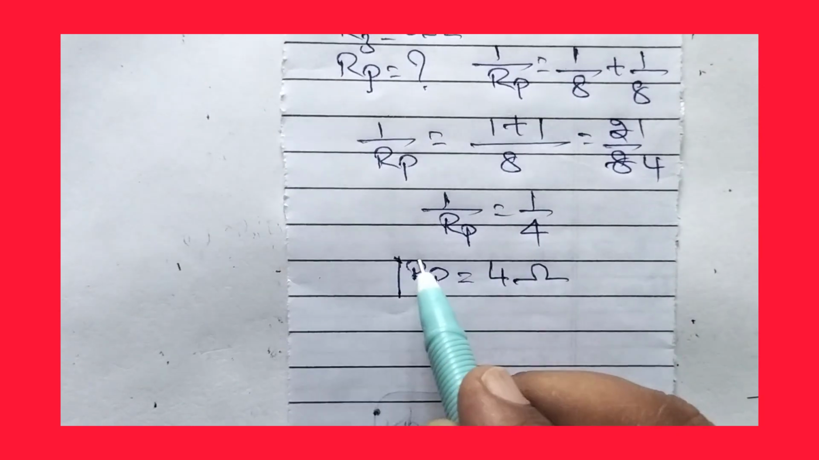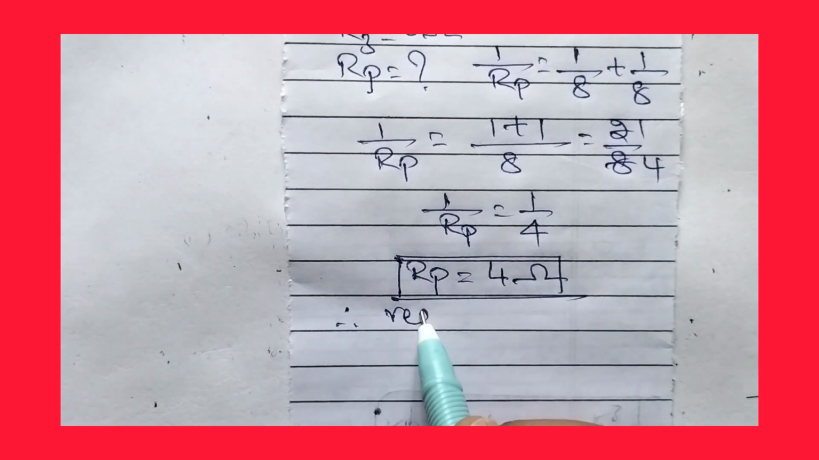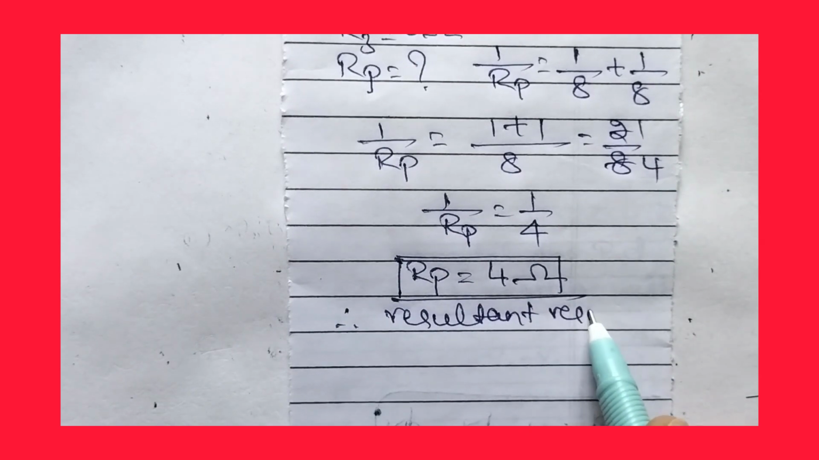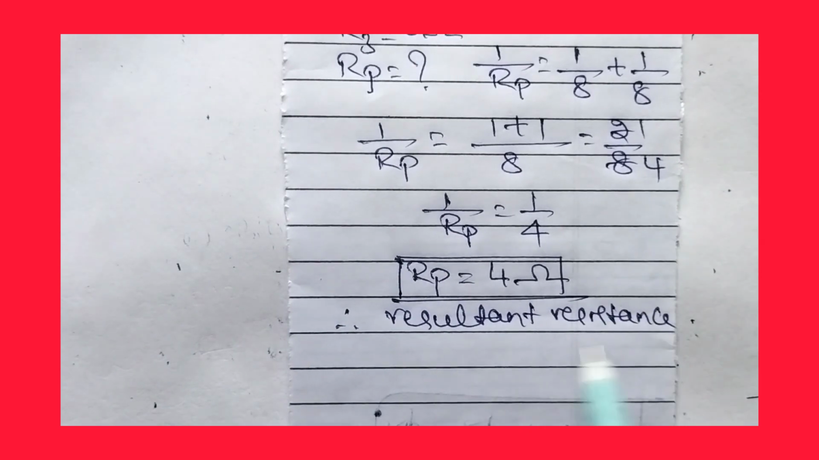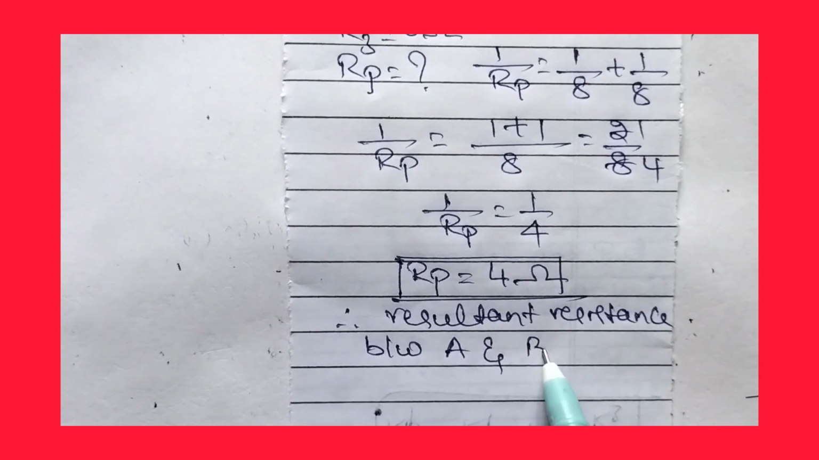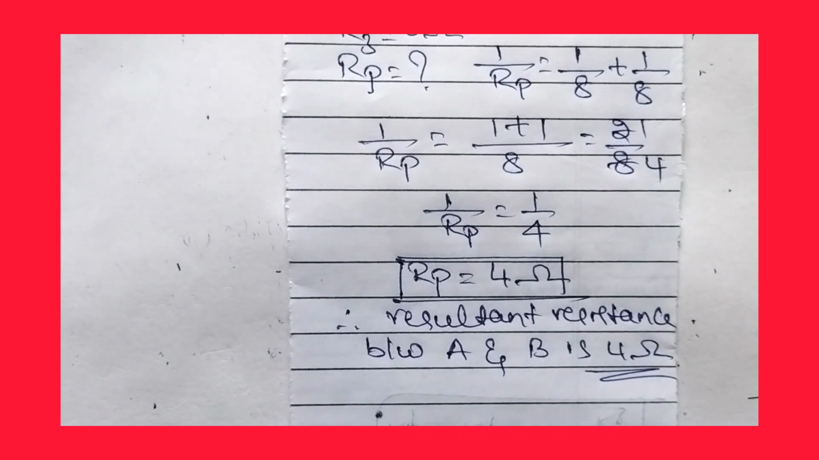Therefore the resultant resistance between A and B is 4 ohm. So like this we have to calculate the resultant resistance between A and B. Now let us move to question number 3.